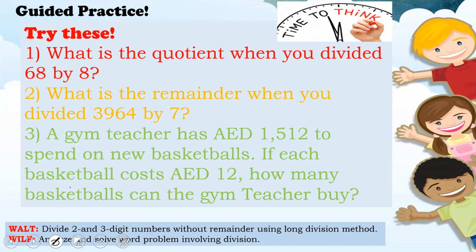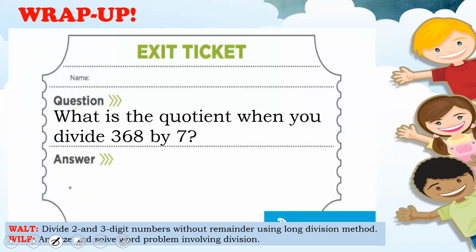So next, what is the remainder when you divide? And the last one, take screenshots so you can be able to do it yourself. Next slide. Our exit tickets. The question is, what is the quotient when you divide 368 by 7? And I'll please need your answer here.